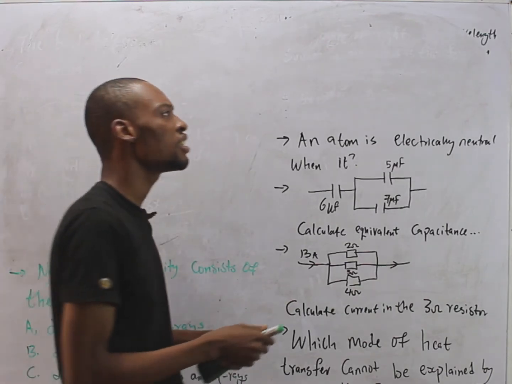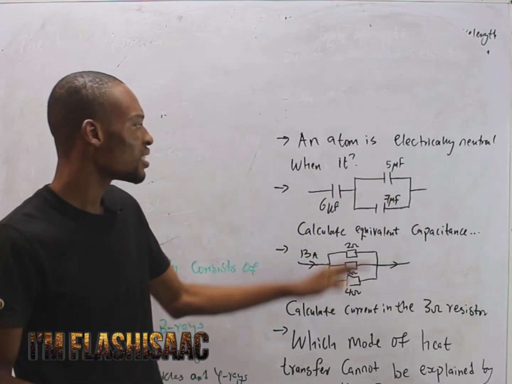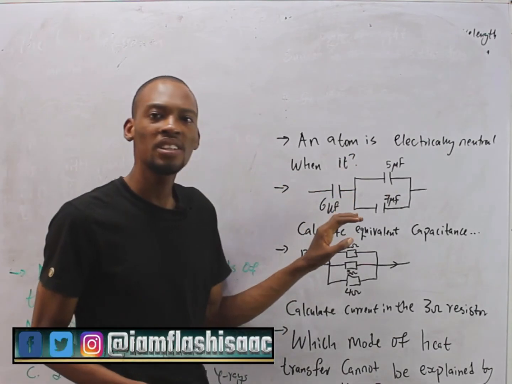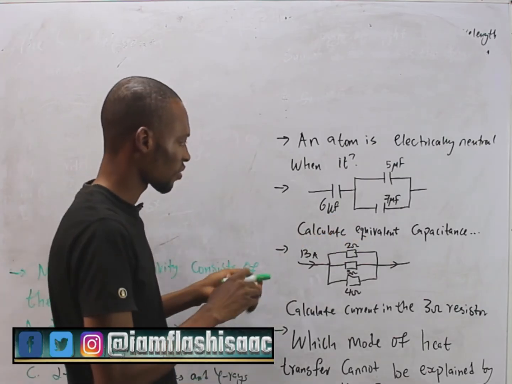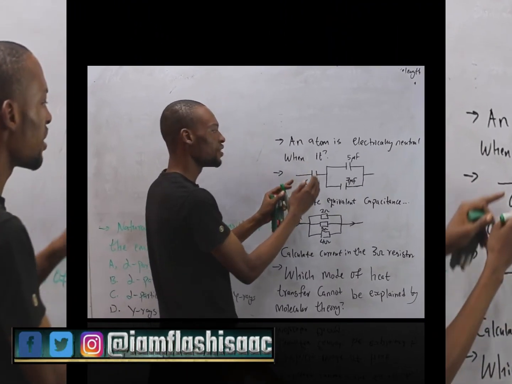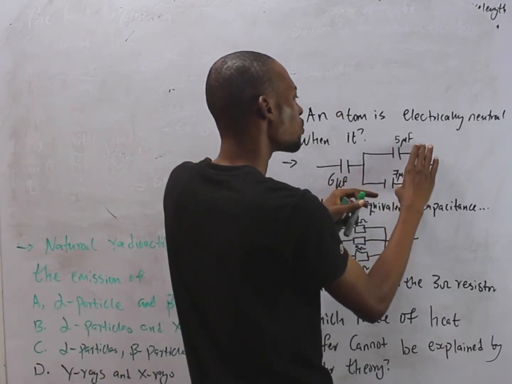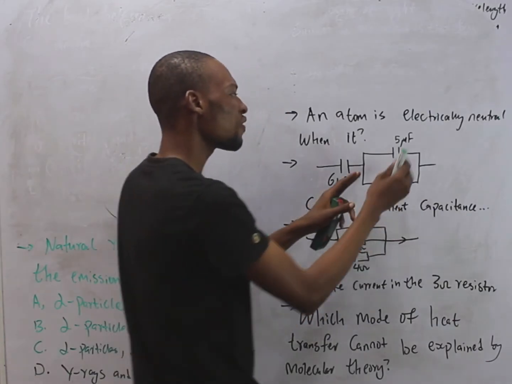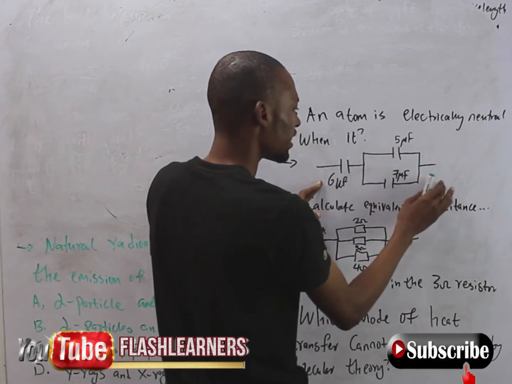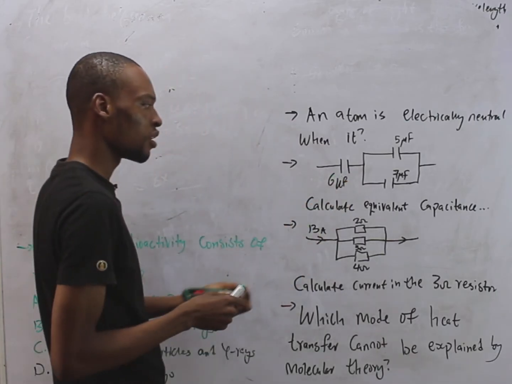In an atom, if the number of protons equals the number of neutrons, the atom is said to be electrically neutral. And for this, we are given a capacitor. These two are in parallel. This capacitor is in series with these other two, and these other two are in parallel. So we resolve the capacitors in parallel, then we resolve those together. So this and this in parallel, we resolve them to be in series with the 6 microfarad.